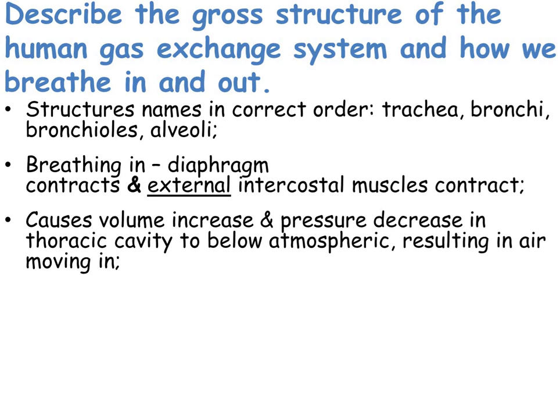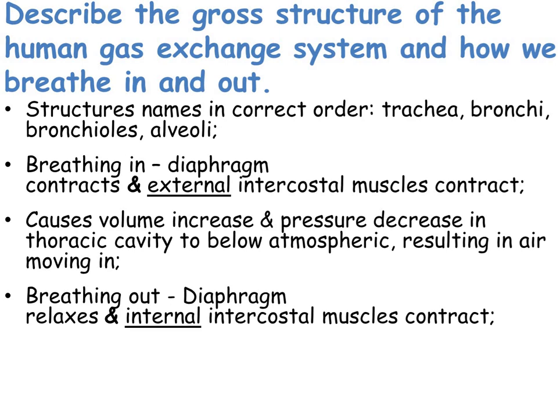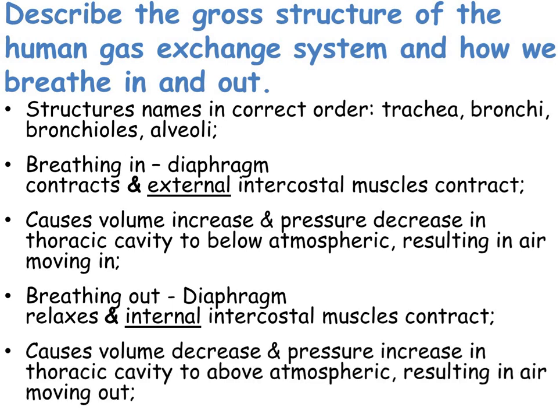This causes the volume in the thorax to increase and the pressure to decrease to below atmospheric, resulting in air moving in. When you breathe out, the diaphragm relaxes and goes back to its dome position, and the internal intercostal muscles contract, and the rib cage moves down and in. This causes the volume of the thoracic cavity to decrease and the pressure to increase to above atmospheric, resulting in air moving out.